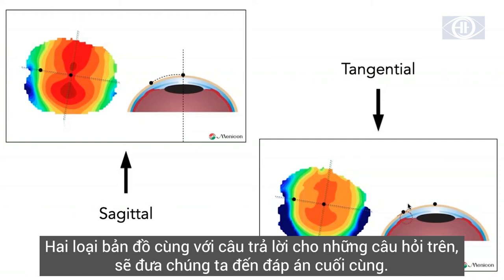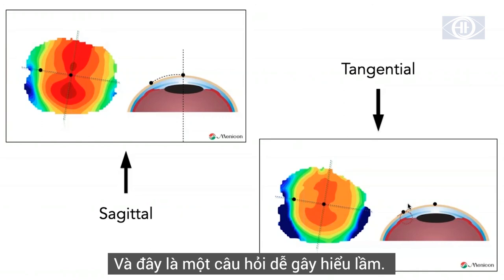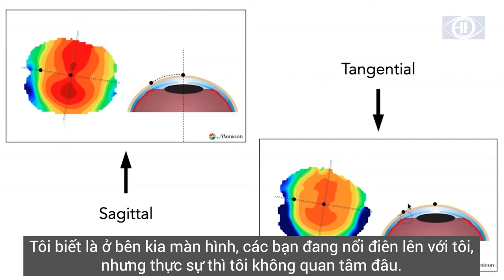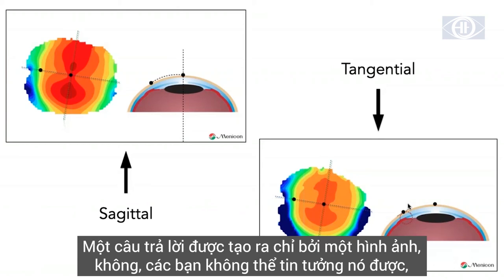So based on only one map and saying, oh, this is a central island, or this is a smiley face, or this is a bullseye, you actually don't know. It was a bit of a misleading question. I know you are probably a bit angry with me on the other side of the screen right now. But honestly, I don't care. The fact is, this is what we see happening a lot in practice. A response is made based on only one image. No, you cannot trust it. You have to make two separate differential maps. That's what we do. And why?